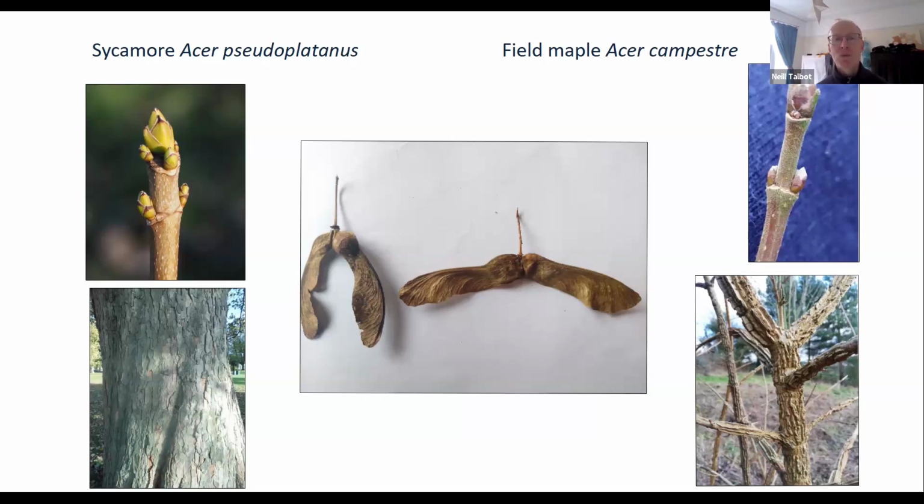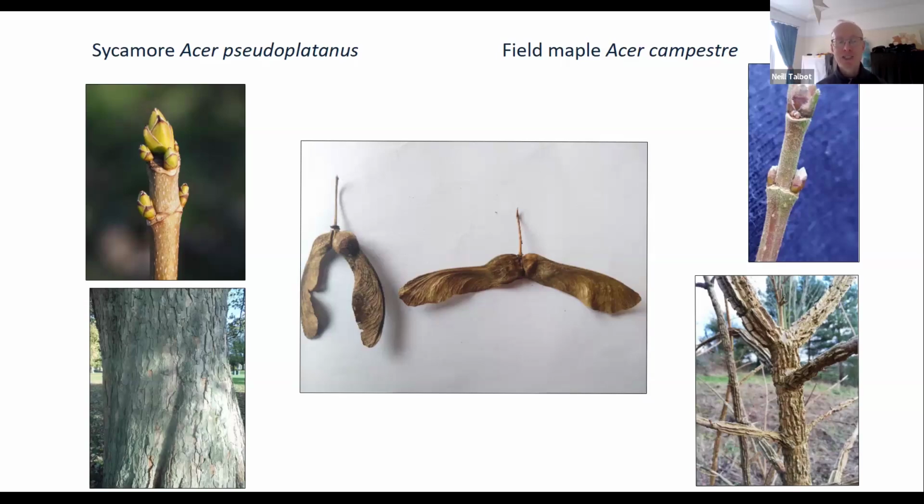And one other thing to mention, when I mentioned Norway maple, they will have similar fat buds to the sycamore, but they'll be more of a dark red to brown. So similar shape and size, but not this sort of bright green.